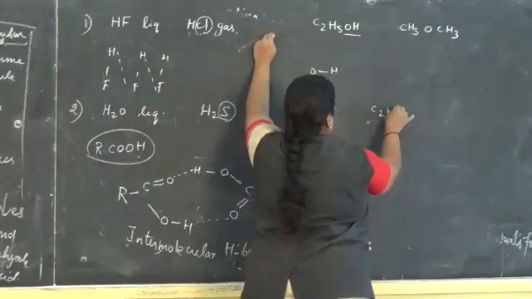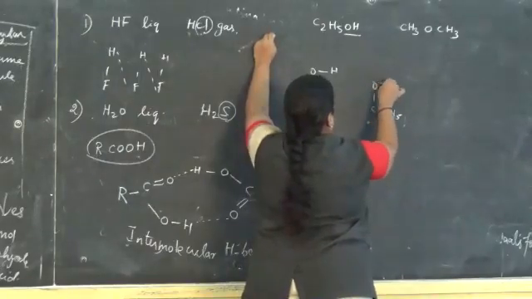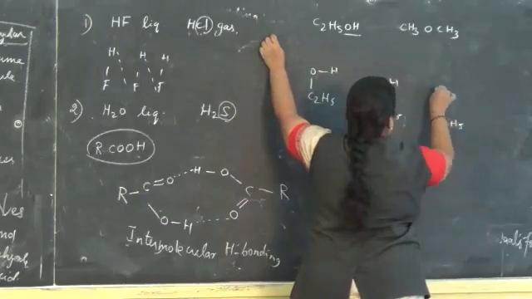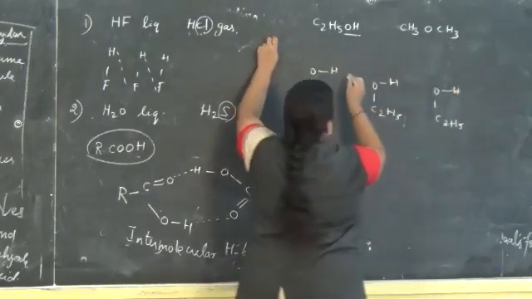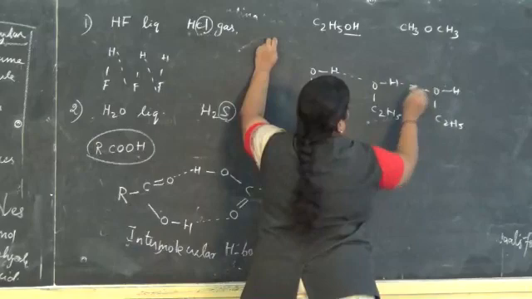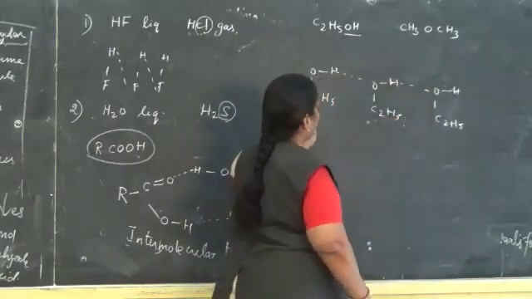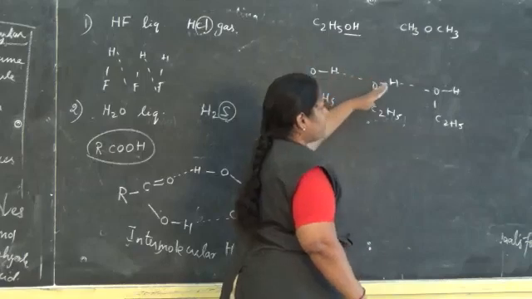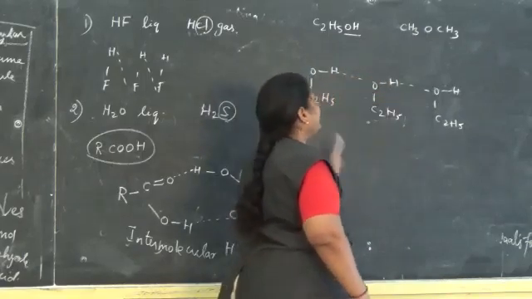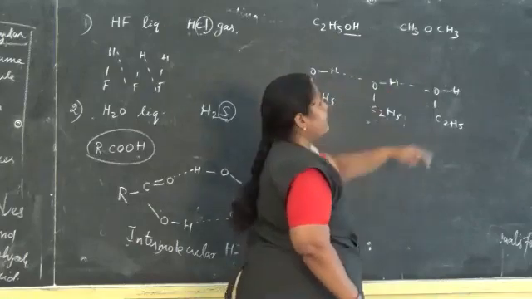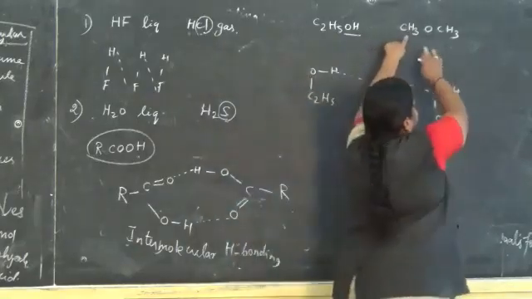I write one more molecule, C2H5OH. Now what bond does it form? Intermolecular hydrogen bond. Between ethanol molecules, intermolecular hydrogen bonding occurs. That's why it possesses a higher boiling point than dimethyl ether. I write this one.